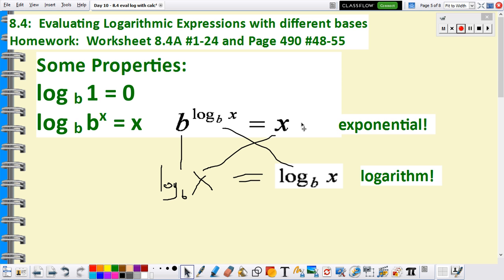Okay, so this is an important property to memorize. It's also pretty easy. The bases don't cancel out. Don't say the bases cancel out.